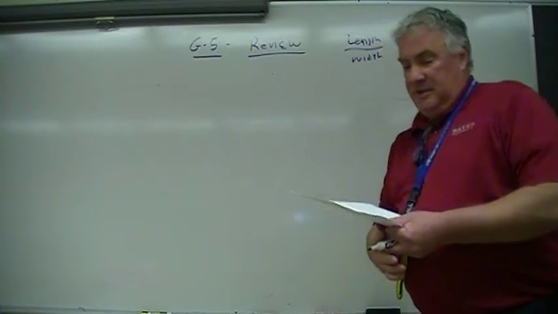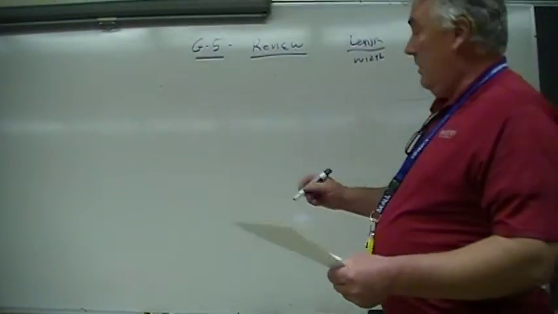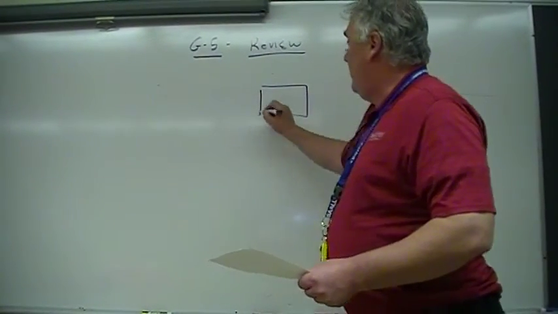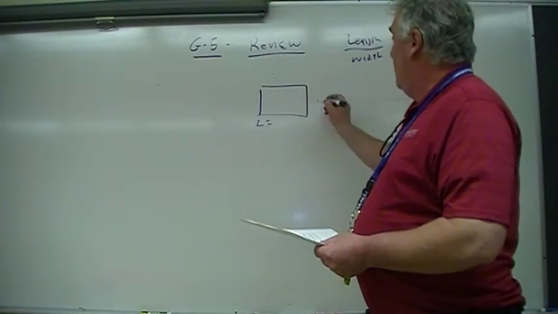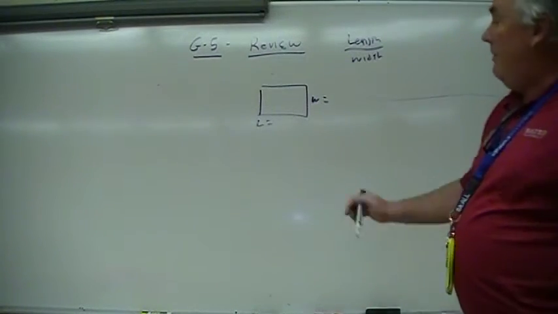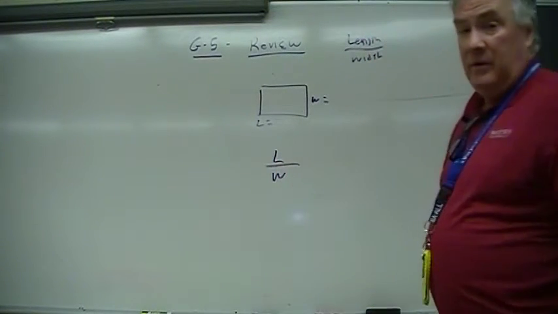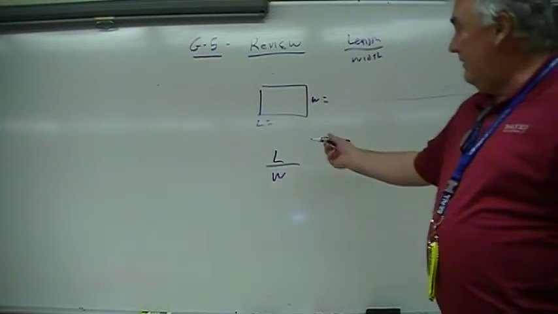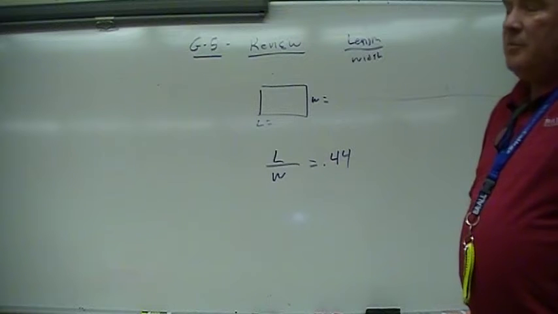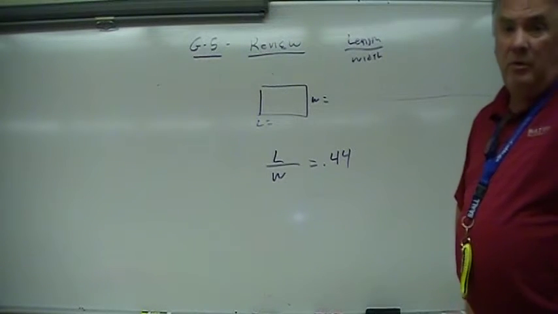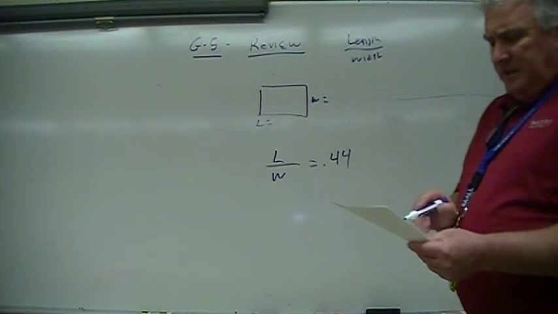Number 2 says, a rectangle's ratio of length to width is 0.44. So here's our rectangle. And here is our length. Here is our width. We don't know what they are. But if you do length over width, and do that division, it will give you 0.44. That's what we're giving you. We know that. This is, again, something you did in geometry, I think, last year.